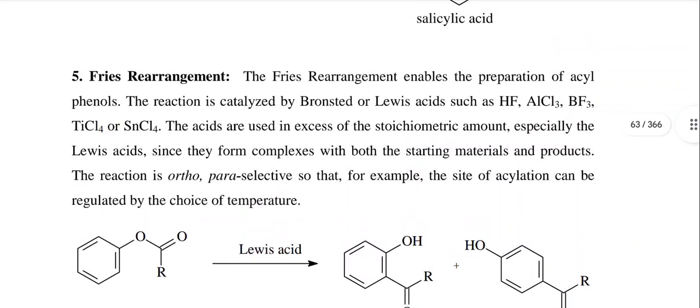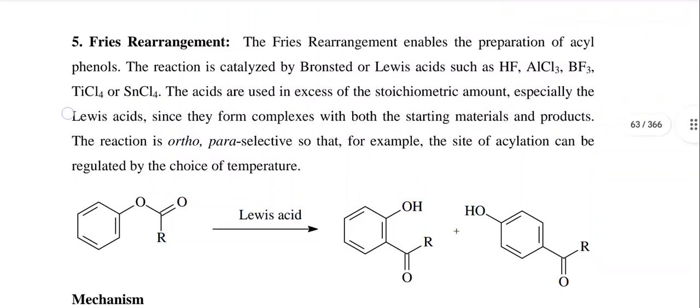Fries rearrangement enables the preparation of acyl phenols. The reaction is catalyzed by Bronsted or Lewis acids. The acids are used in excess of the stoichiometric amount, especially Lewis acids, since they form complexes with both the starting material and the product. The reaction is ortho-para selective, so that, for example, the site of acylation can be regulated by the choice of temperature.